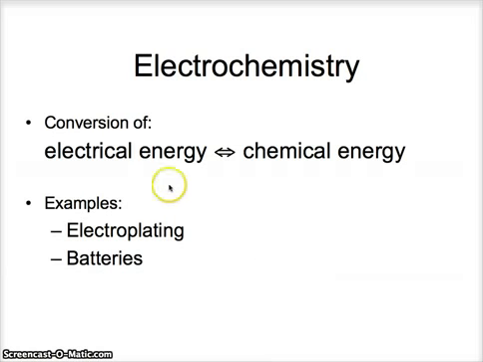Electrochemistry is essentially the conversion of electrical energy into chemical energy, and vice versa. If you can take chemical reactions, you can use them to produce electricity. And if you have electricity, you can use that to produce chemical reactions. Examples of this are electroplating, where you take electricity and you make chemical reactions happen. And the opposite of that is batteries, where you have chemical reactions and that produces electricity.